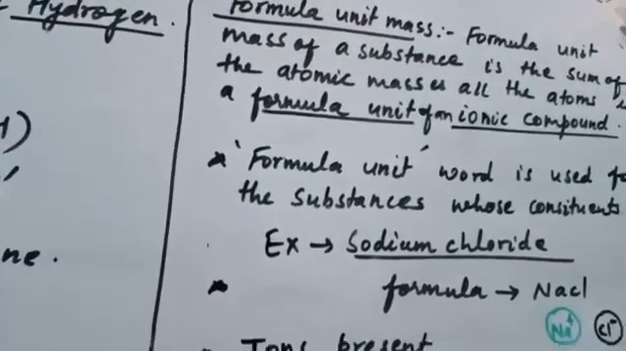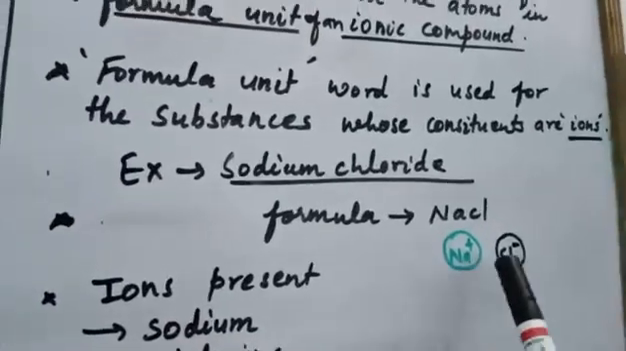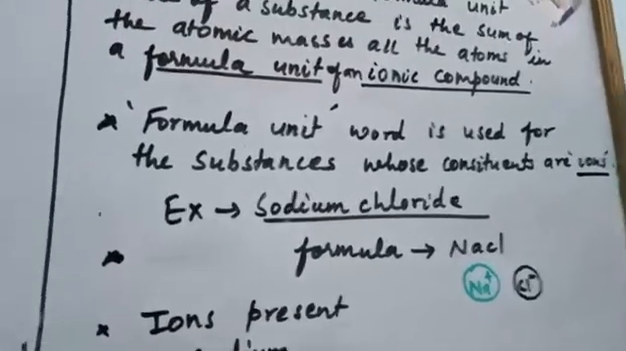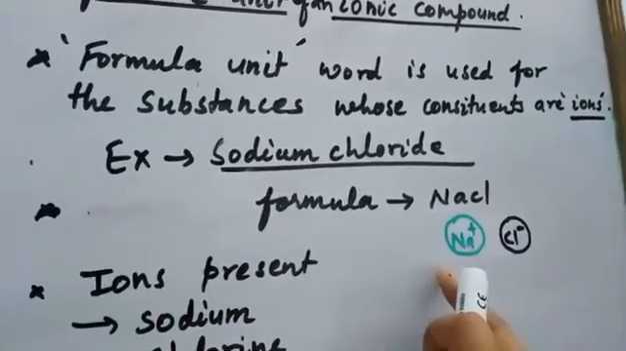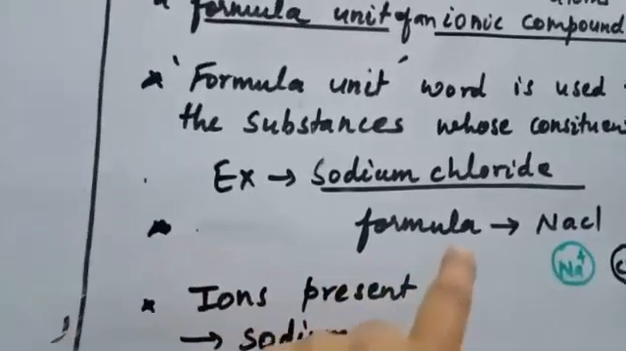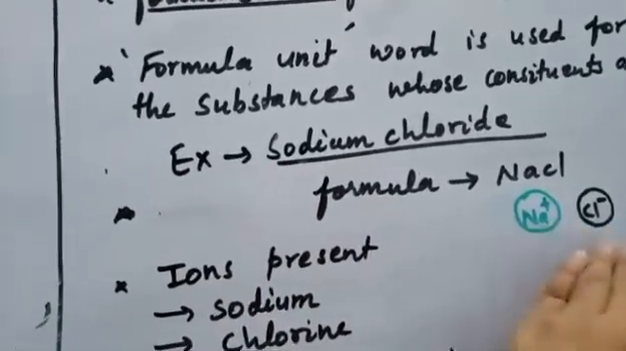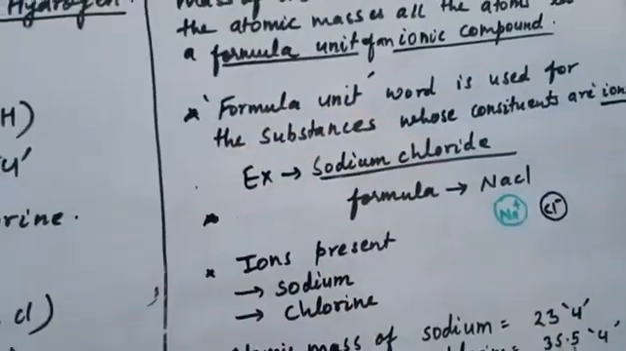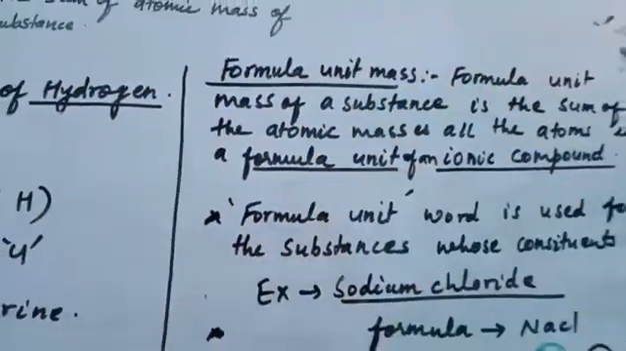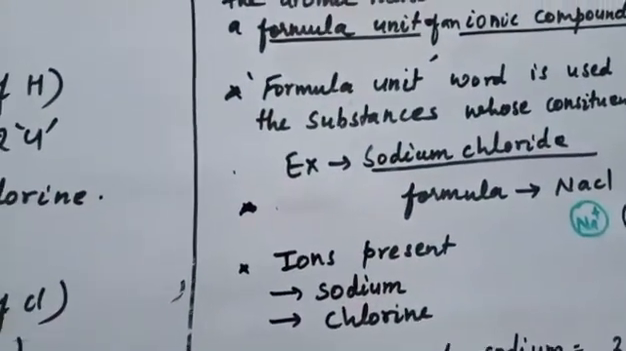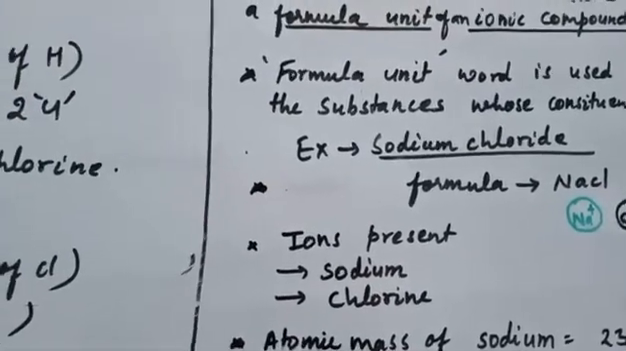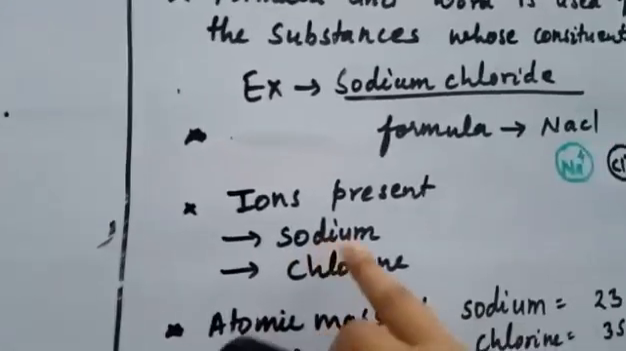Example, sodium chloride. You know sodium chloride is made up of sodium ion and chlorine ion. The formula, if we see, is NaCl. So the formula unit is NaCl and its constituents are sodium ion and chloride ion. Because this formula is NaCl whose constituents are Na plus and Cl minus, instead of calculating molecular mass, we will calculate the formula unit mass. But the calculation will be the same as that of molecular mass. In the same way we will calculate. So we will see what ions are present here, sodium ion and chloride ion.